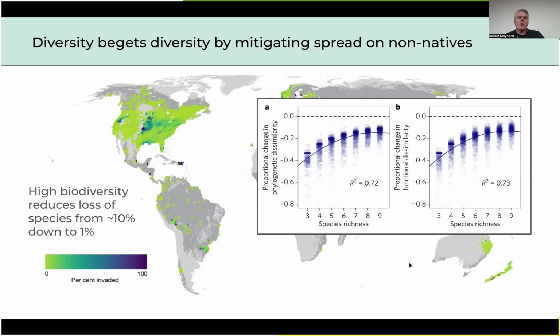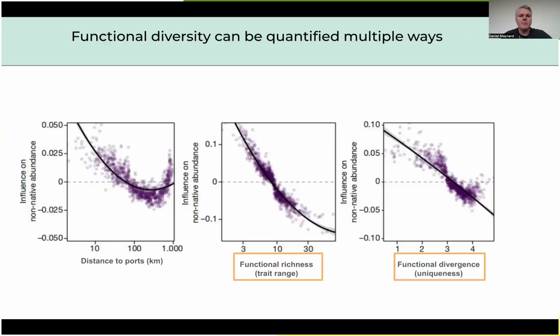So it's a really nice example where we can show how diversity begets diversity, and this actually helps insulate these systems by providing this biotic resistance and also getting some idea of where that biotic resistance is important, which can help feed into things like management, targeting establishment, or targeting spread of species.